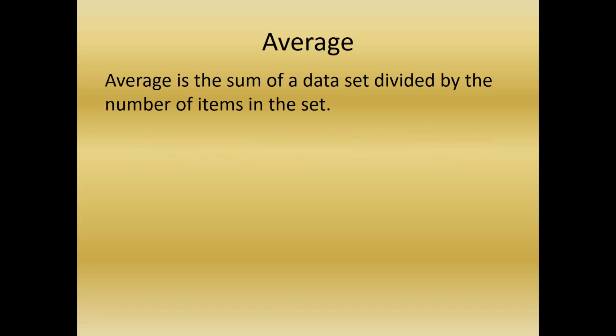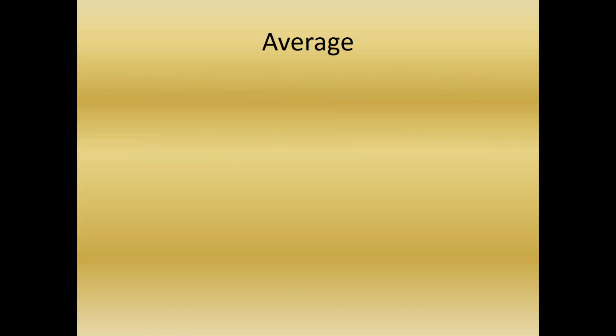So average is the sum of a data set, and a data set is just a set of numbers that are together. So for instance, a set of test scores or a set of degrees of how hot it was in a week maybe, and divided by the number of items in the set. So the number of items would be how many numbers you have in that data set. So you're just adding up how many numbers.